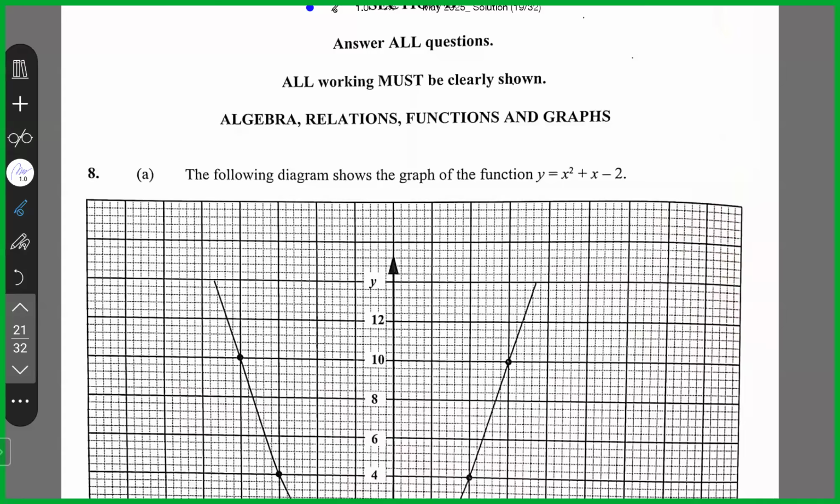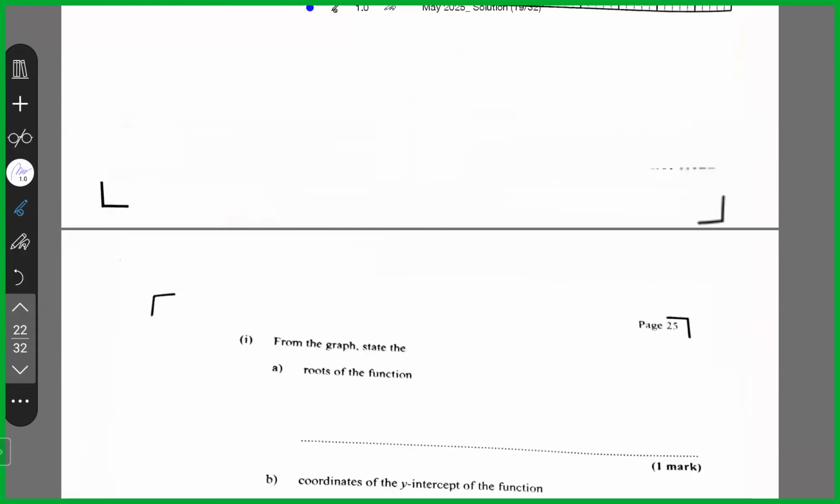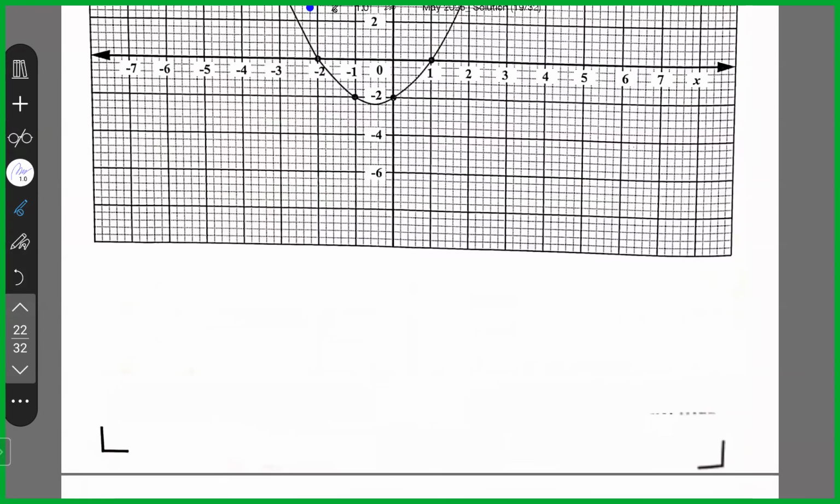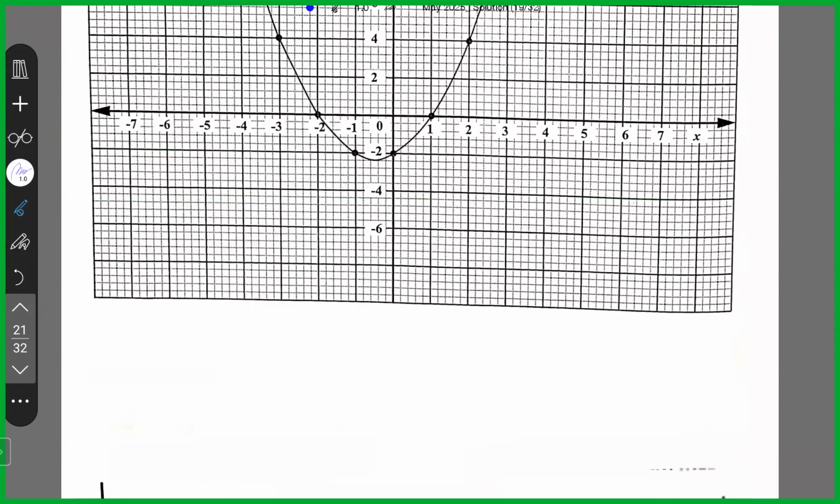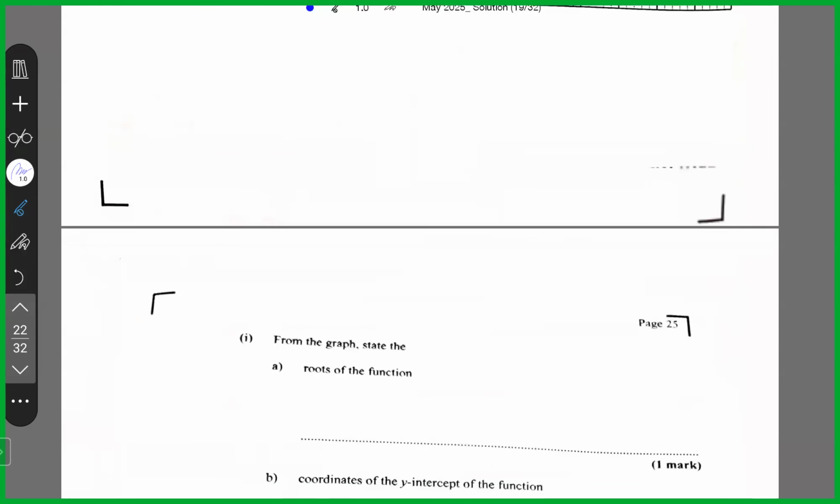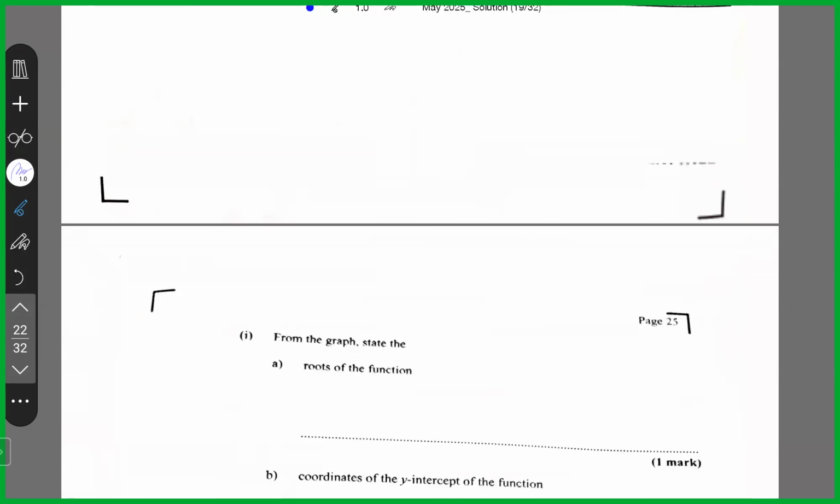All right, so question number 8 says the following diagram shows the graph of y is equal to x squared plus x minus 2. So here's what we're asked. So we're seeing the graph. Now from the graph, state the root of the function.